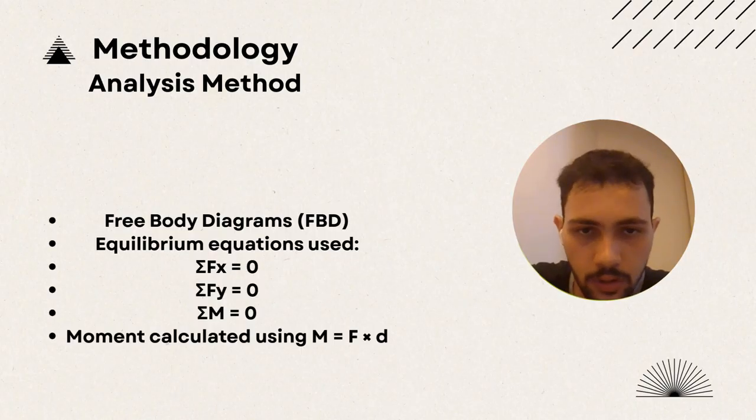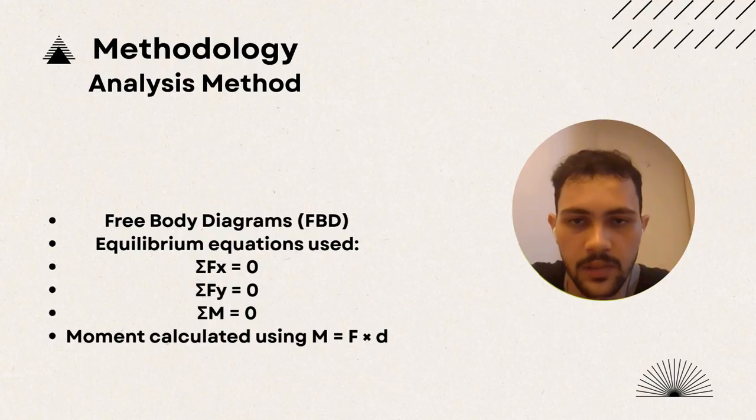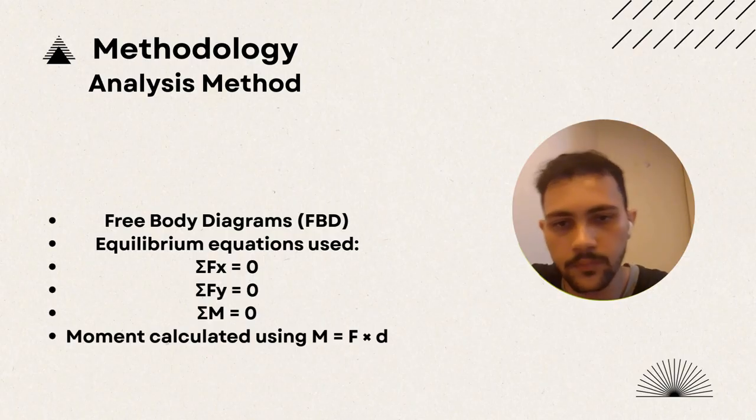Moments were calculated using the equation M equals F times D, where F is the force applied by the load and D is the horizontal distance between the barbell and the hip joint. This analysis allowed us to understand how increasing the load or increasing the distance from the hip affects the rotational demand. On the body, a larger moment means more muscular effort is required to obtain the position.